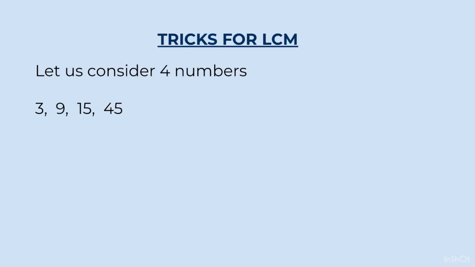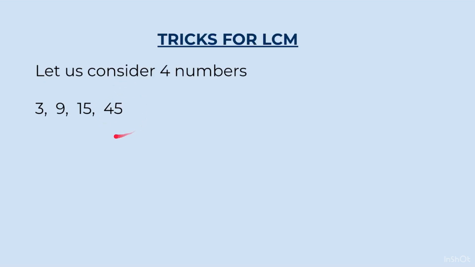The concept here is the LCM, that is least common multiple. So now concentrate on the word multiple. Multiple of a number is either equal to that number or greater than that number. So now here, if we have to find the least common multiple, that number will be a multiple of 3, a multiple of 9, a multiple of 15, and also a multiple of 45. So that number cannot be less than 45. It is either 45 or greater than 45.